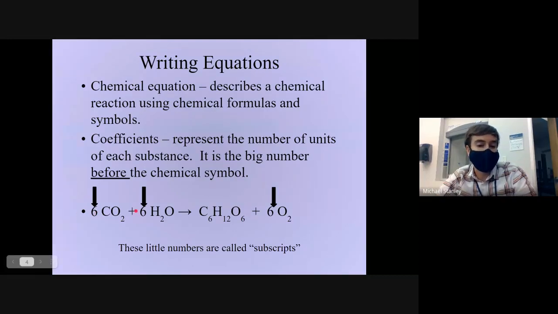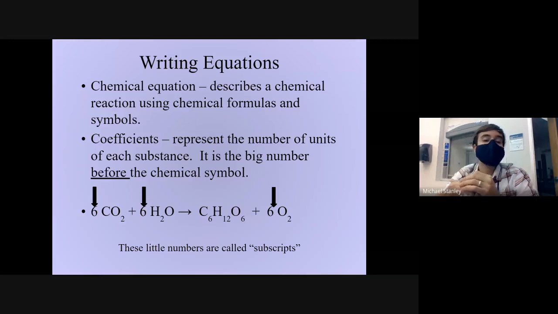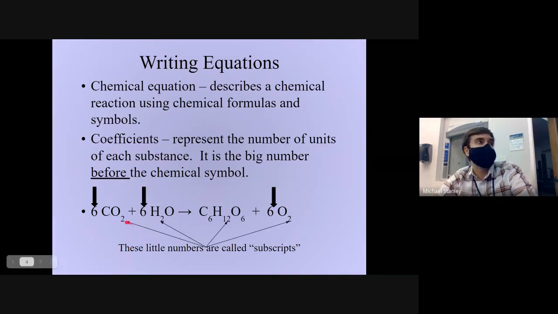So these big numbers right here are our coefficients. And like Robert was just referring to, when we're balancing the chemical equations, these are the numbers that we are allowed to mess around with. We can fiddle with them, make them bigger, make them smaller, depending on what the equation needs. You may have noticed that there are also some other little numbers in our equations. These are called subscripts. So the 2 in CO2, or the 2 in H2O, or the 6-12-6 in C6H12O6.